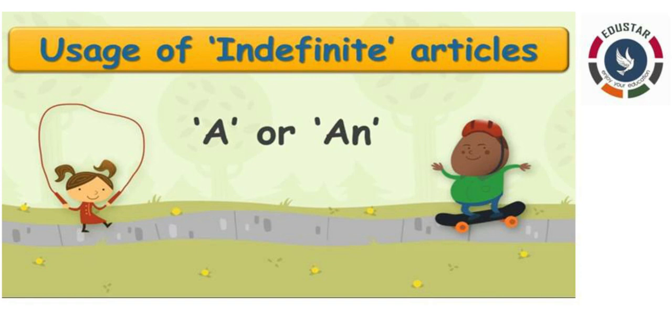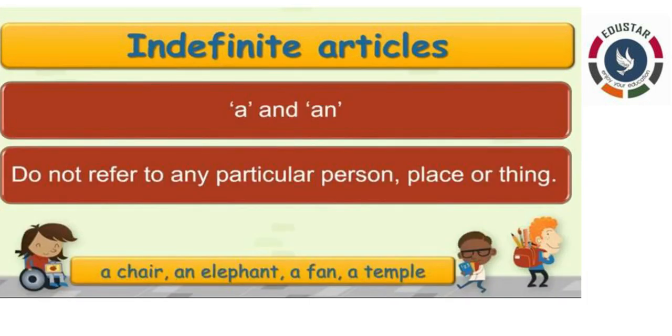Now we are going to see about the indefinite article. Already I told you a and an are indefinite articles. Why do we call it an indefinite article? Because it does not refer to any particular person, place or thing. They do not point out any particular person or thing. They always suggest any person or anything.